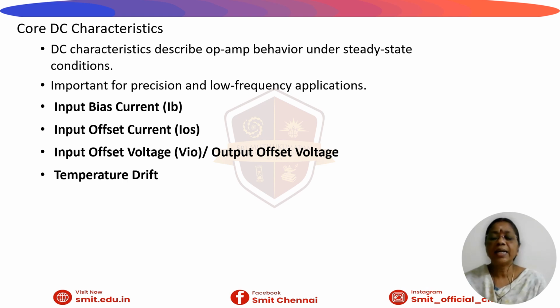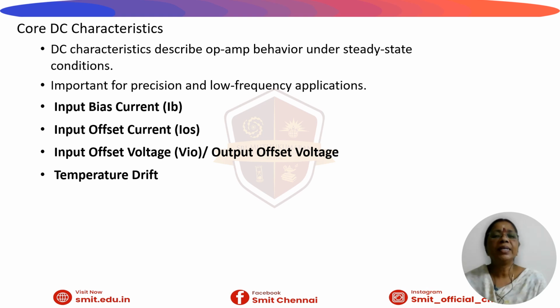These static parameters often represent imperfections in practical op-amps that cause the actual output to deviate from the ideal characteristics. Ideal characteristics are input impedance is very high, output impedance is 0, and the bias currents are 0. So these deviations will arise to DC characteristics under steady state condition. It is important for precision and low frequency application.